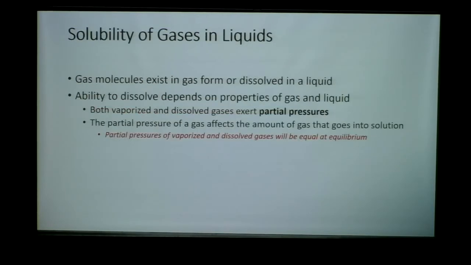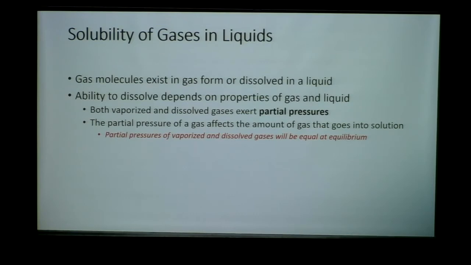Okay, so that was the first factor, the partial pressure that determined the diffusion of gases. The second factor that determines how well gases diffuse is the solubility of that gas in a liquid. So basically, how many of those gas particles can be converted from their vaporized state into that dissolved state in a liquid. So we know that gases can exist in their vaporized form and dissolved in a liquid. And in order to do so, that gas seeks to be at equilibrium in terms of its partial pressure.